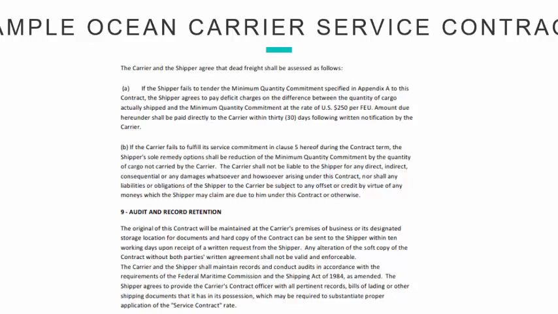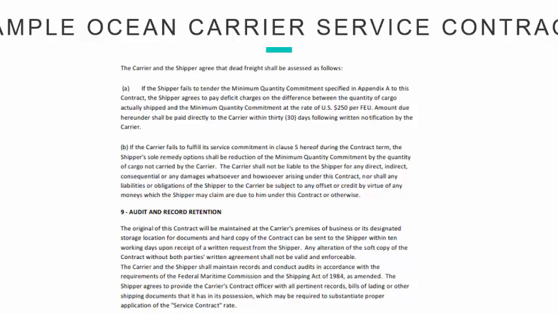In B, and we spoke of this a moment ago, where we were looking at things from the carrier's responsibility perspective, and they mentioned reference 8B. If the carrier fails to fulfill its service commitment in Clause 5 that we just spoke about, the shipper's sole remedy options shall be reduction of the minimum quantity commitment by the quantity of cargo not carried by the carrier.